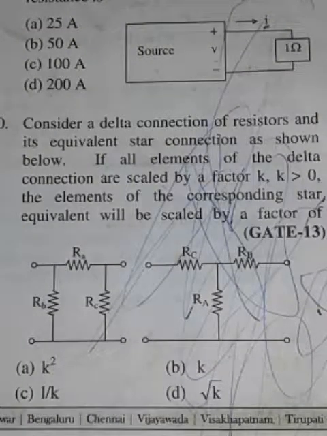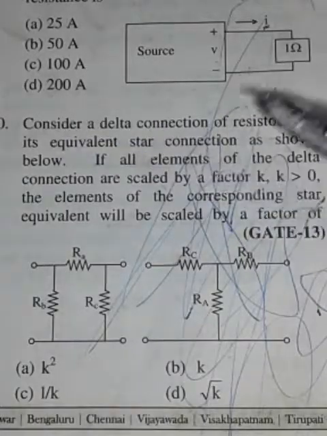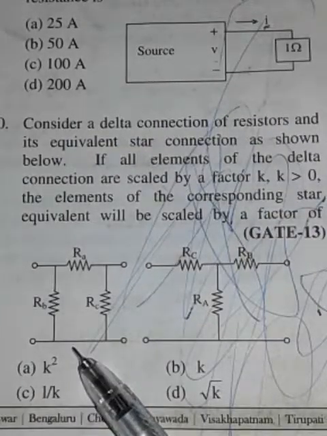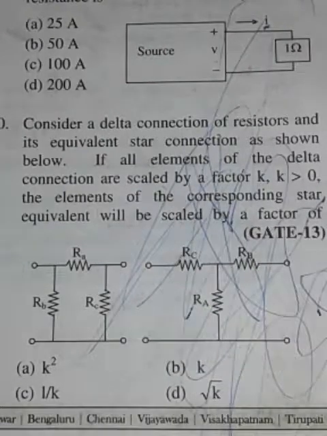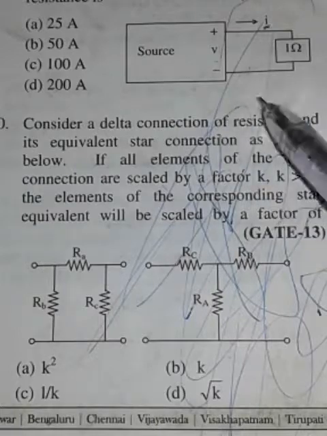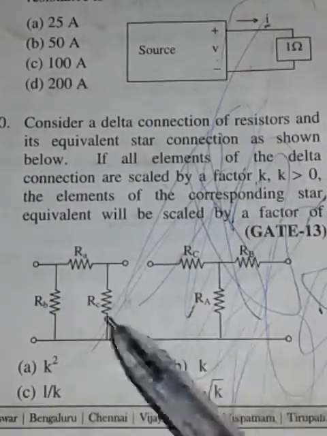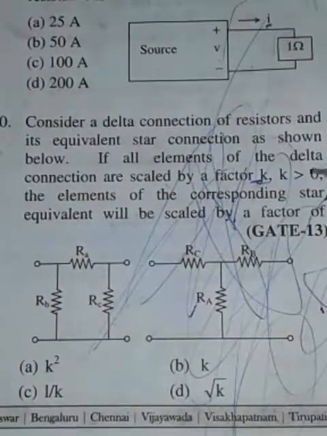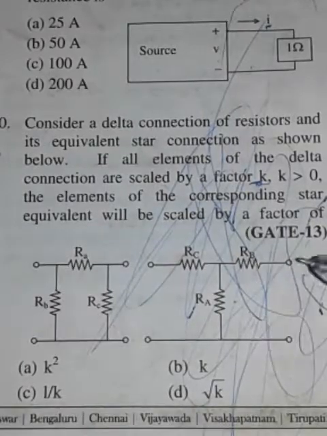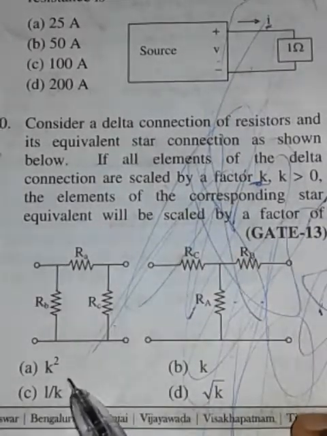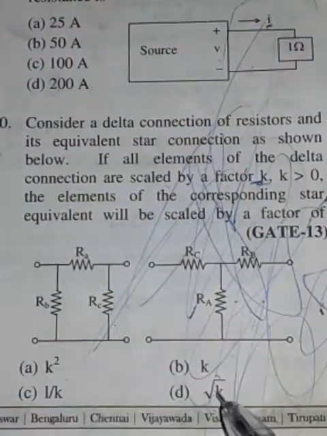Question number 20. This is a simple one, on delta to star and star to delta conversion. In question number 20, they have given a star connection and a delta connection. This is a delta to star conversion. They have told us that the delta resistances are multiplied by K. So what value will we get in the star conversion? Option A is K square, option B is K, option C is 1 by K, option D is root over K.